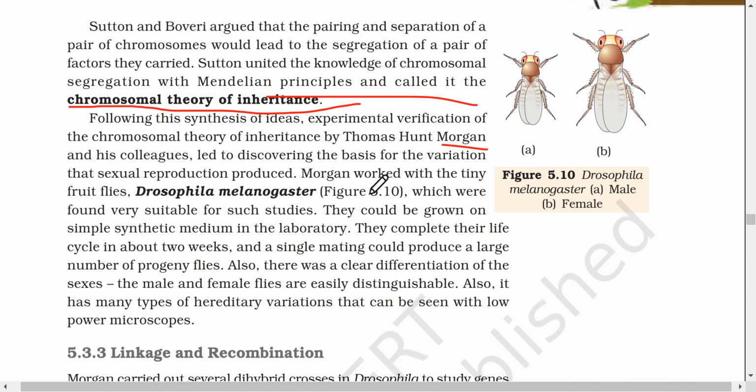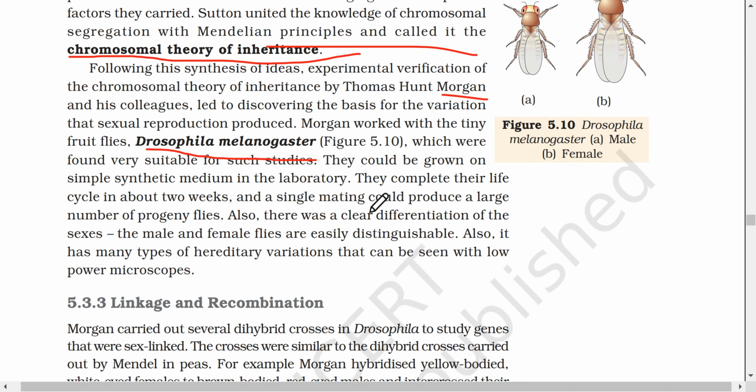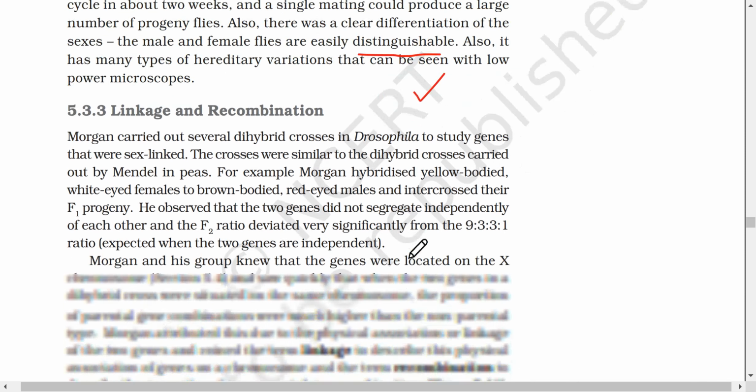Morgan worked with the tiny fruit flies Drosophila melanogaster, which were found very suitable for such studies. They could be grown on simple synthetic medium in the laboratory. They complete their life cycle in about 2 weeks, and a single mating could produce a large number of progeny. So obviously, he had done the analysis of which organism would be right for him. Also, there was a clear differentiation of the sexes, male and female flies being easily distinguishable. Also, many types of hereditary variations can be seen with low power microscopes.